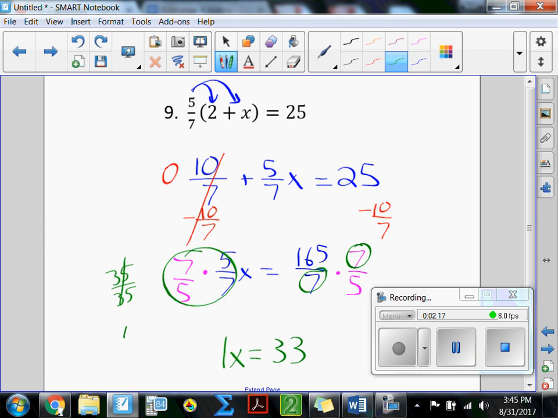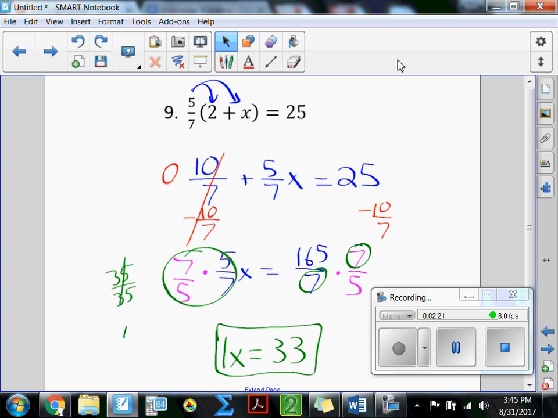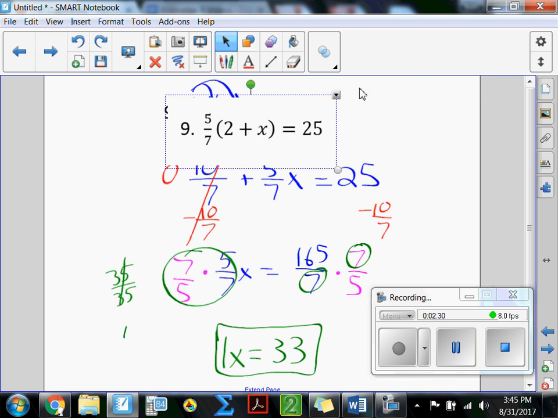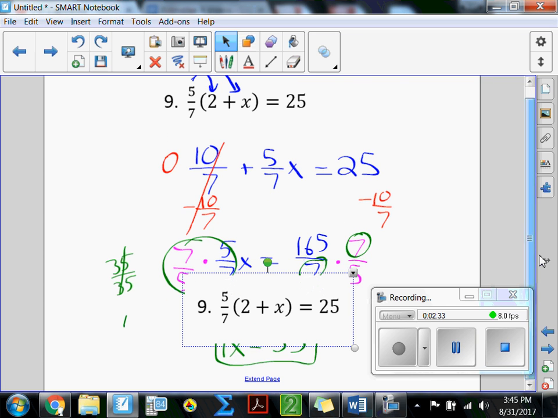I'm going to show you another way to do this problem. If you want to see it, you can. If you don't want to see it, you can stop watching because it's a video. So number 9, if I try that problem again, I'm going to clone it and move it down.